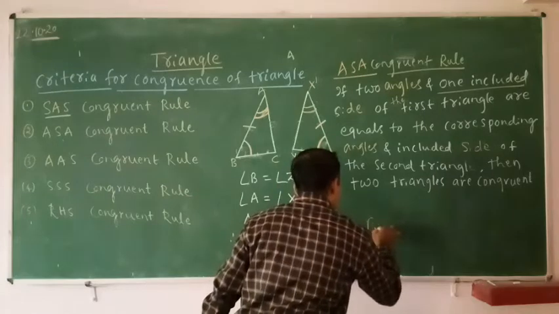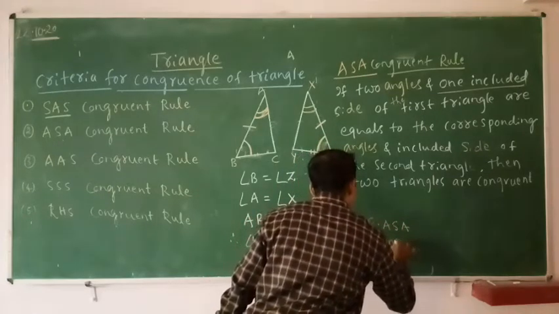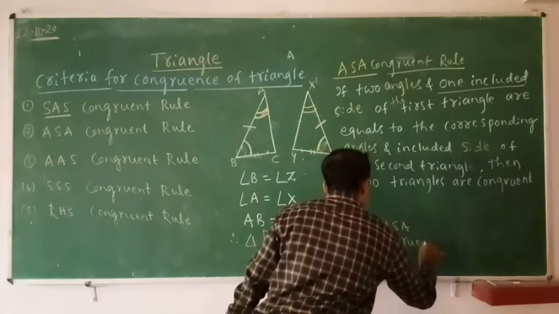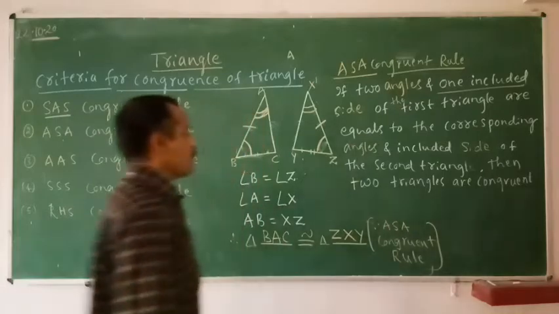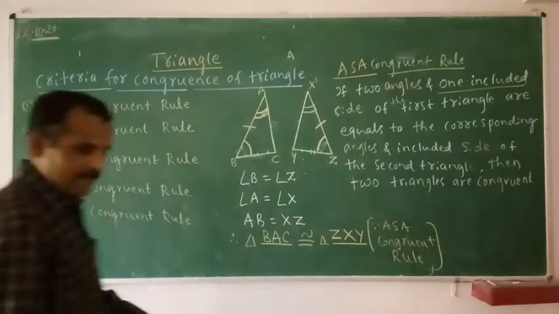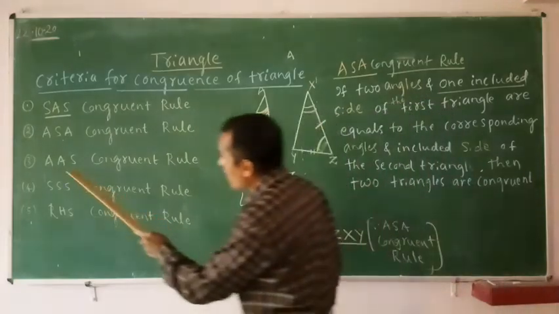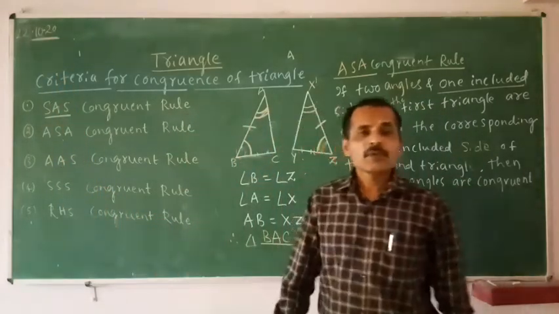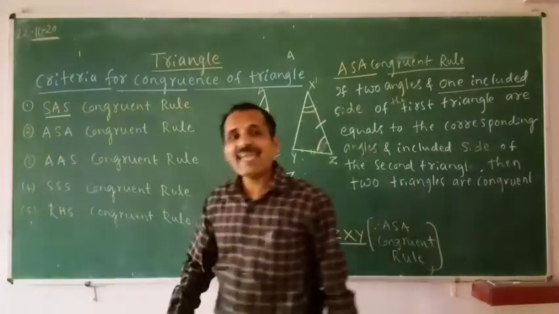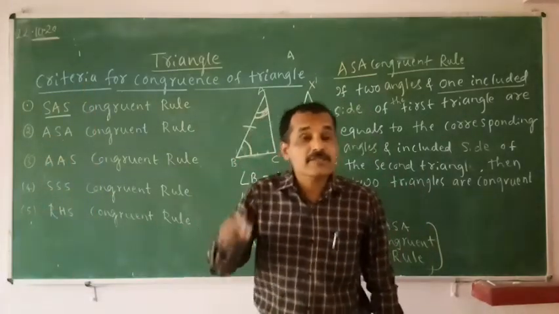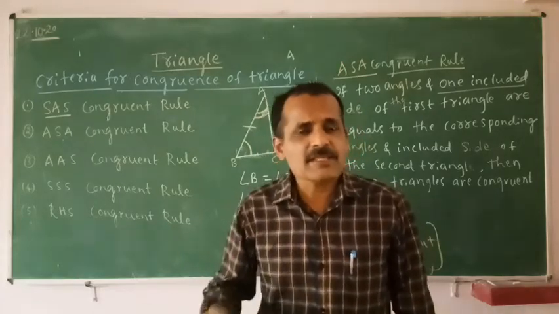This is because of the ASA congruent rule. Okay students, we are going for the next one. What is the meaning of AAS? You know what is ASA? It is AAS. Is there a difference between ASA and AAS?